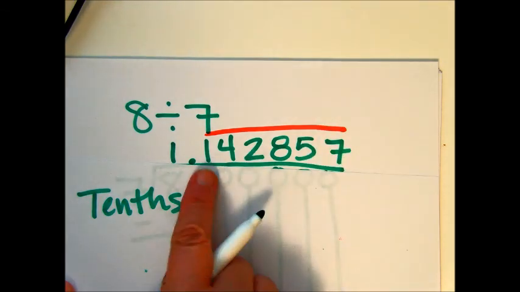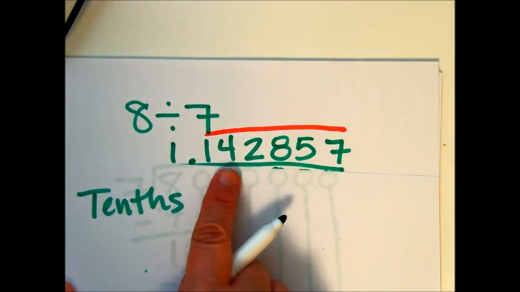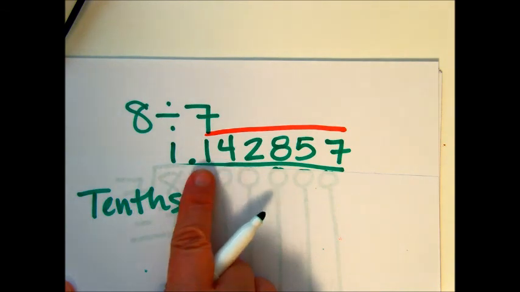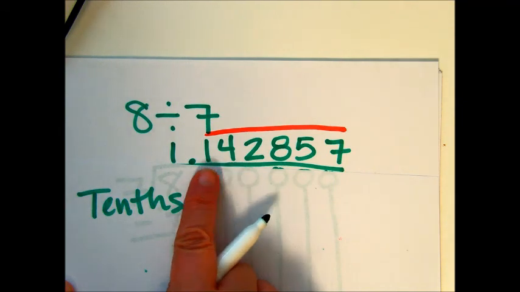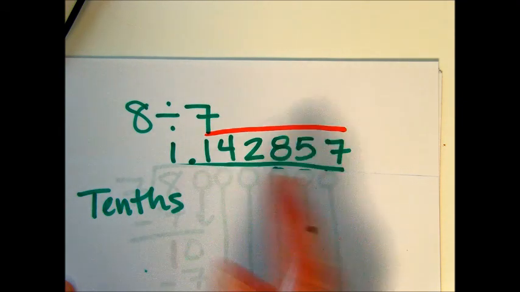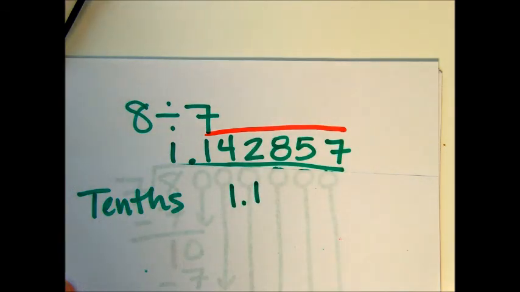Okay, so the 1 is in the tenths place. What we want to do is look to the digit to the right to determine if we're going to keep the 1 in the tenths place or if we're going to bump that up to 2 tenths. But because this digit in the hundredths place is less than 5, we're going to keep it at 1 tenth. So our answer would be 1 and 1 tenth, or 1.1.